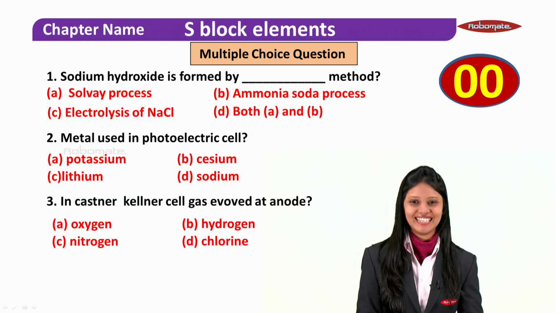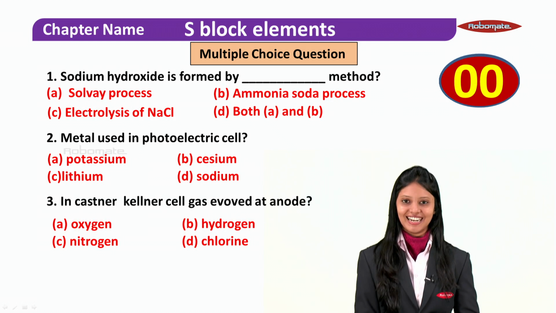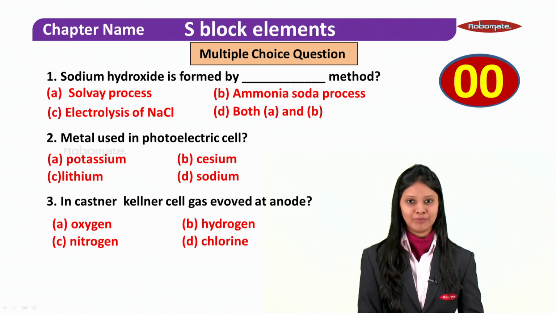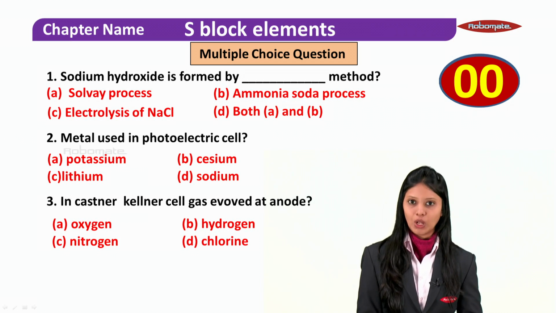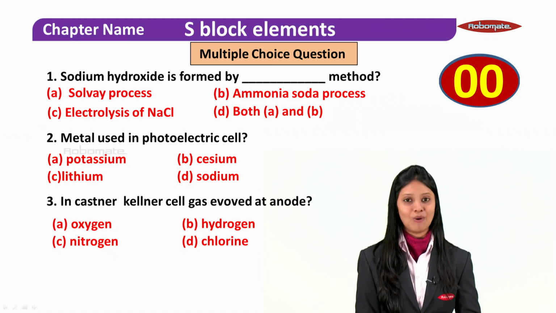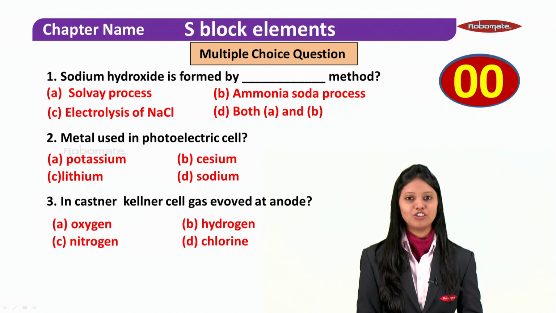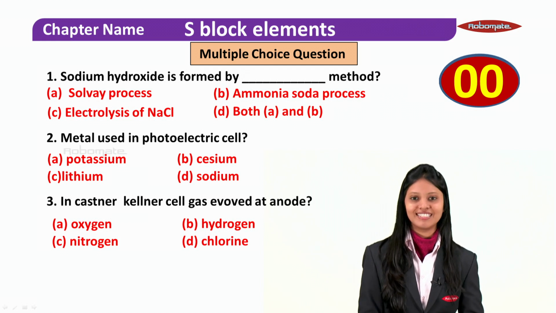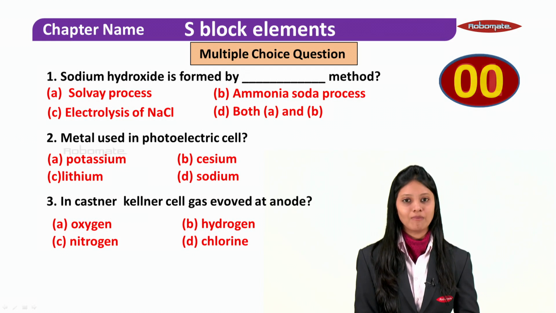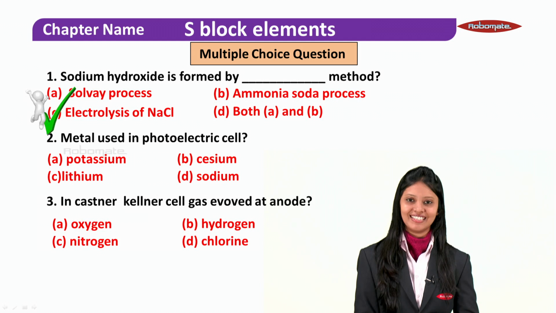So students, very easy questions, right? Let's see the answers. The first question: sodium hydroxide is formed by dash method. Options were Solvay process, ammonia soda process, electrolysis of NaCl, both A and B. When we talk about the Solvay process or ammonia soda process, the compound formed is sodium carbonate. Sodium hydroxide is formed by electrolysis of NaCl. So the correct answer is C.